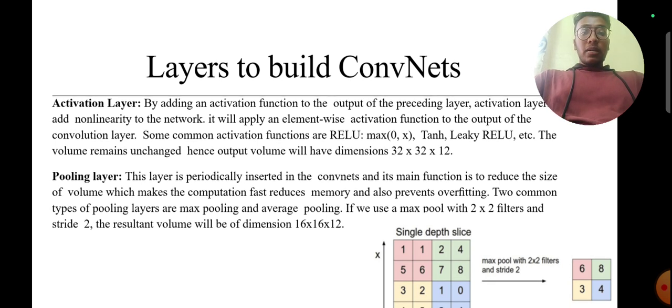The next layer is the pooling layer. This layer is periodically inserted in the ConvNets, and its main function is to reduce the size of the volume, which makes the computation fast, reduces memory, and also prevents overfitting. The two common types of pooling layers are max pooling and average pooling. If you use max pooling with 2 x 2 filters and stride 2, the resultant volume will have the dimensions 16 x 16 x 12.